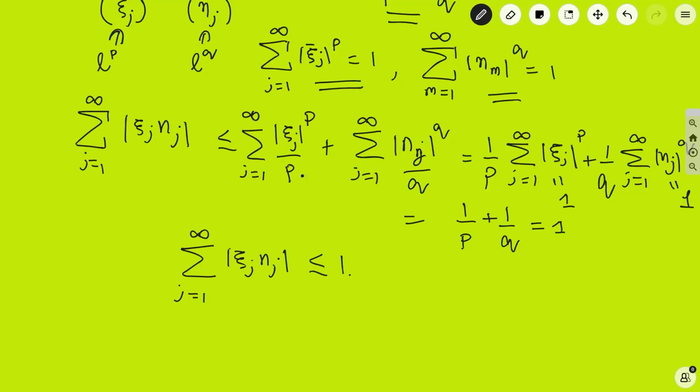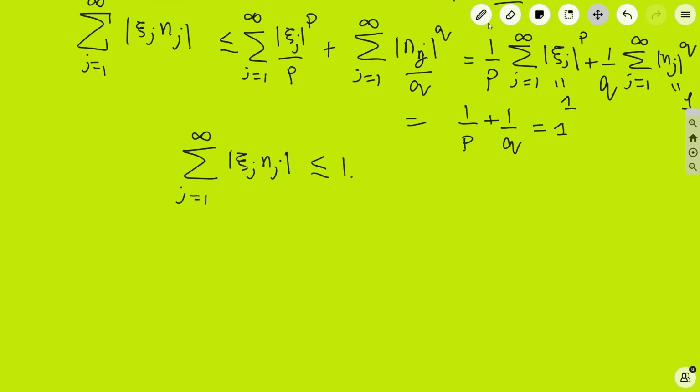Okay. Well, how does that give us the Holder's inequality that we saw in the beginning of this video? Well, what you need to do is remember the LP space and LQ space.